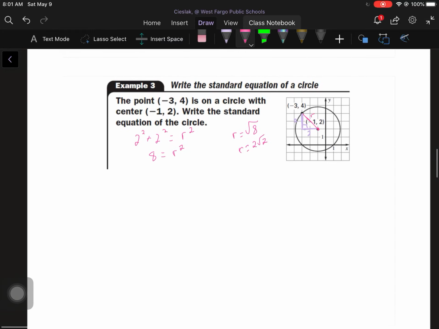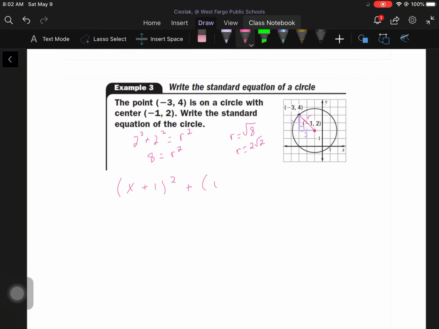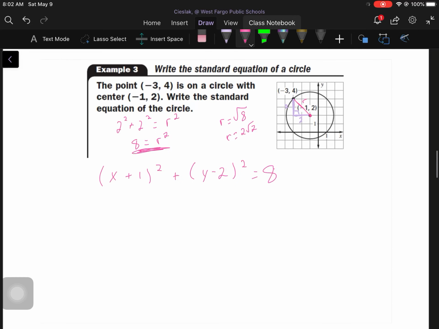What I mean by that, and I'll show you after we write this, this is going to be (x plus 1) squared, because it's opposite, plus, in parentheses, (y minus 2) squared is equal to, I know that r squared is 8. So I'm going to go 8 there. Now what I was just talking about was if I solved for r, and then I have to square it, the square root of 8 squared is just 8, and you're kind of just working back and forth unnecessarily.